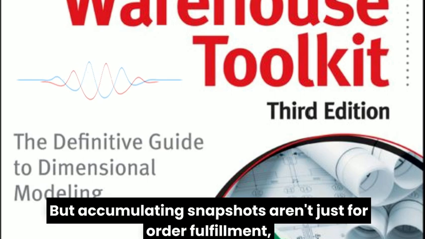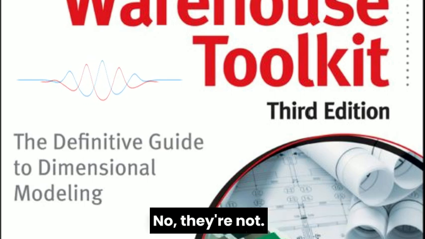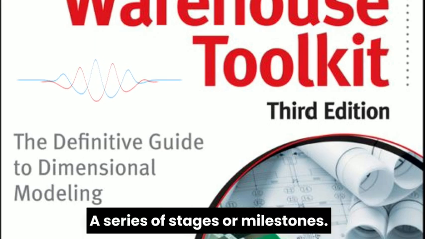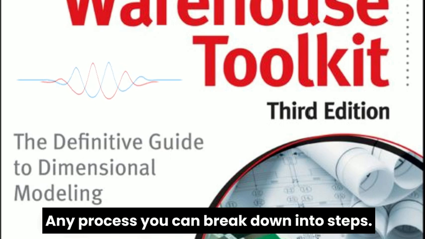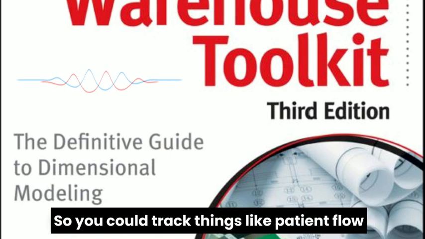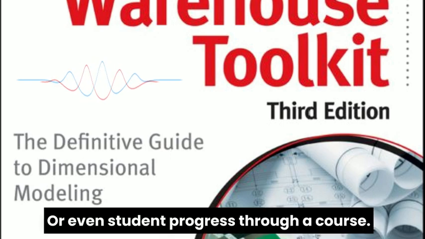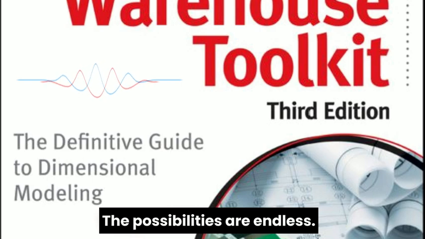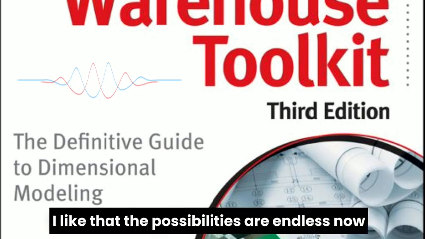But accumulating snapshots aren't just for order fulfillment, are they? No, they're not. You could use them to track any process that involves a series of stages or milestones. Any process you can break down into steps. So you could track things like patient flow in a hospital. Absolutely. Or even student progress through a course. Exactly. The possibilities are endless. I like that, the possibilities are endless.